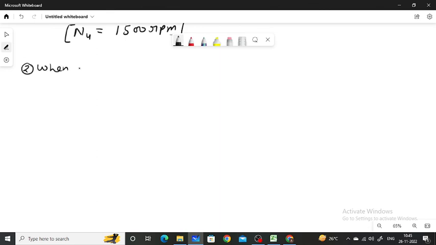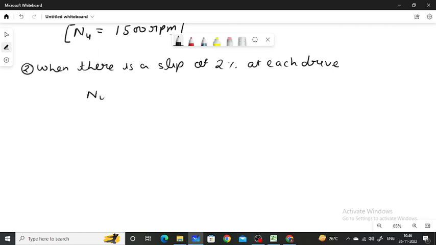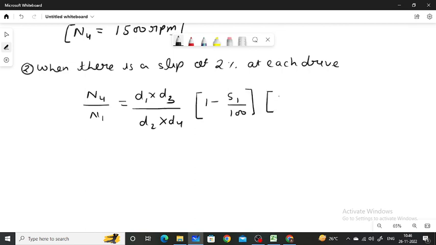Second, when there is a slip of 2% at each drive, in that case N4 upon N1 is equal to D1 into D3 divided by D2 into D4 multiplied by 1 minus S1 upon 100 into 1 minus S2 upon 100, because slip is between pulleys 1 and 2 and pulleys 3 and 4.